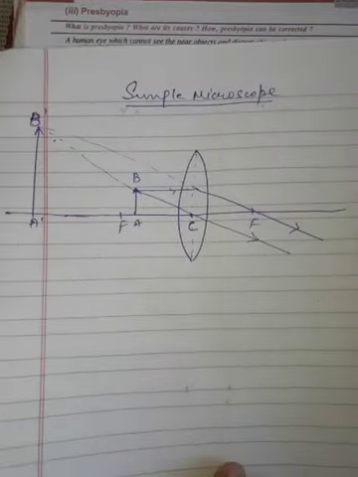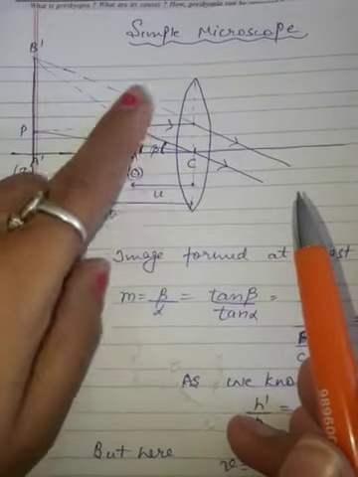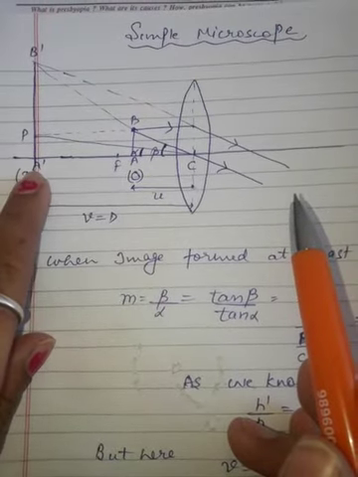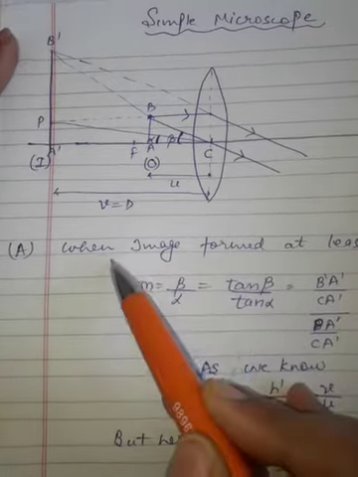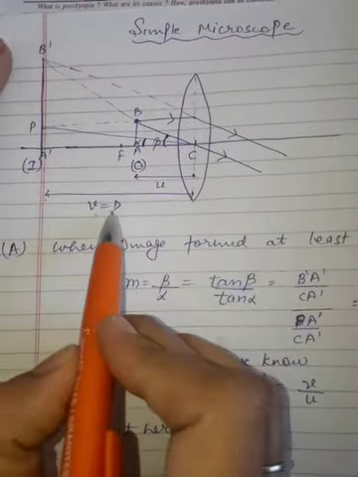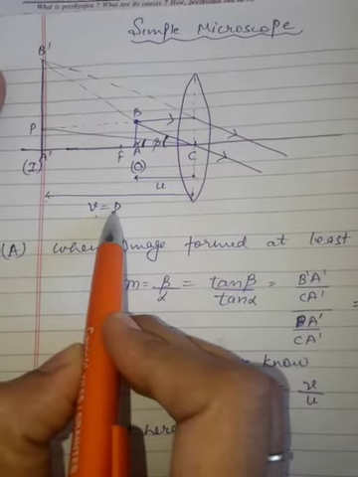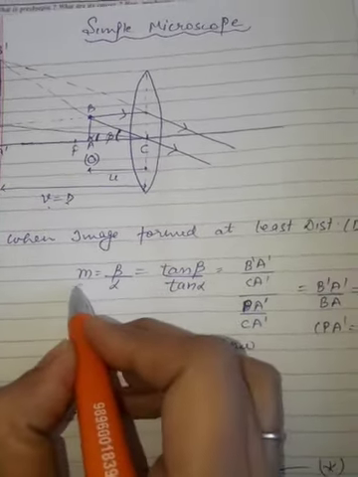Now see this. This is an object. I have marked it AB. This is an image. I have marked it A dash B dash. Now first, suppose the image is formed at least distance of distinct vision. Where the image is formed at V is equal to D. What is D? 25 centimeter. Case 1.